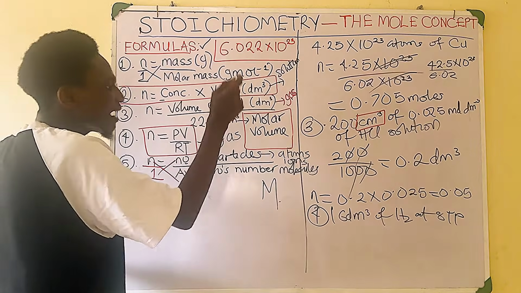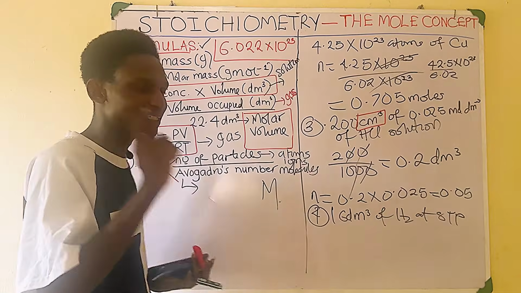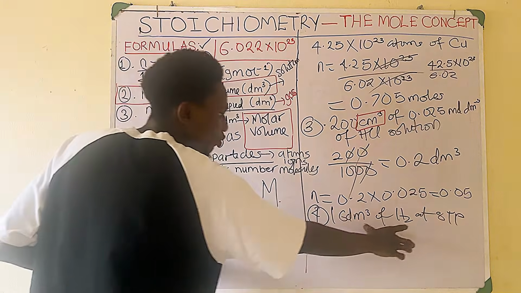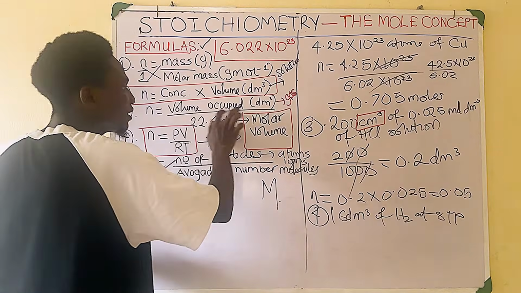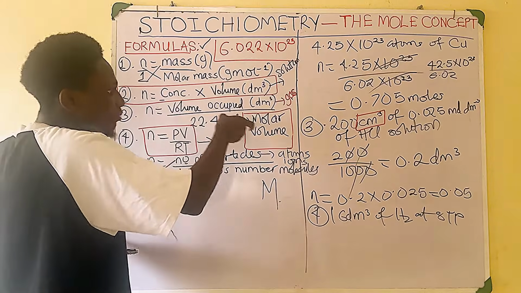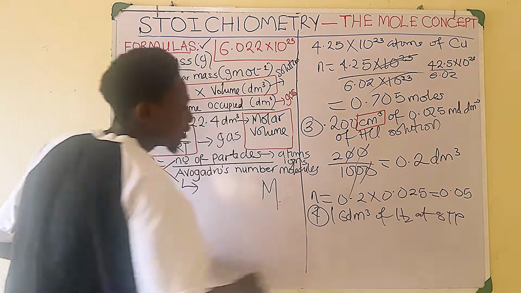This molar volume is at STP. I think I said it. Yes, I said it. Yes, I remember. So it means that we are going to be using molar volume. They only expect you to know this thing, 22.4. They may not give you, to be sincere. They expect you to know that molar volume at STP is 22.4.